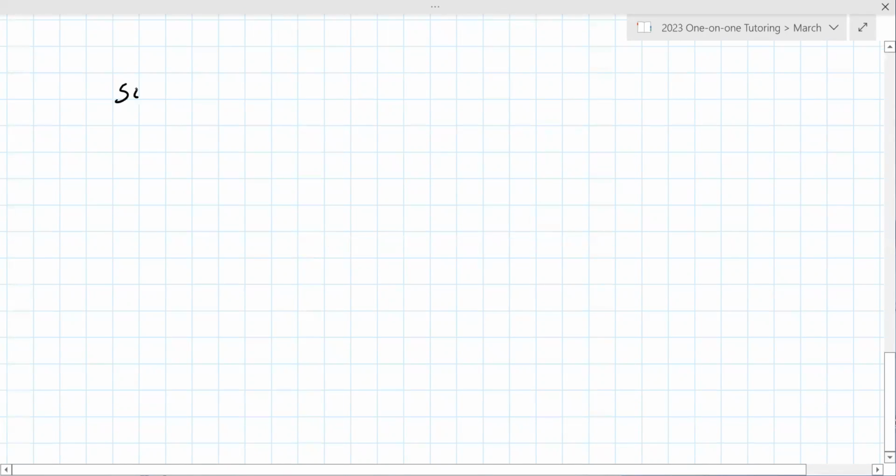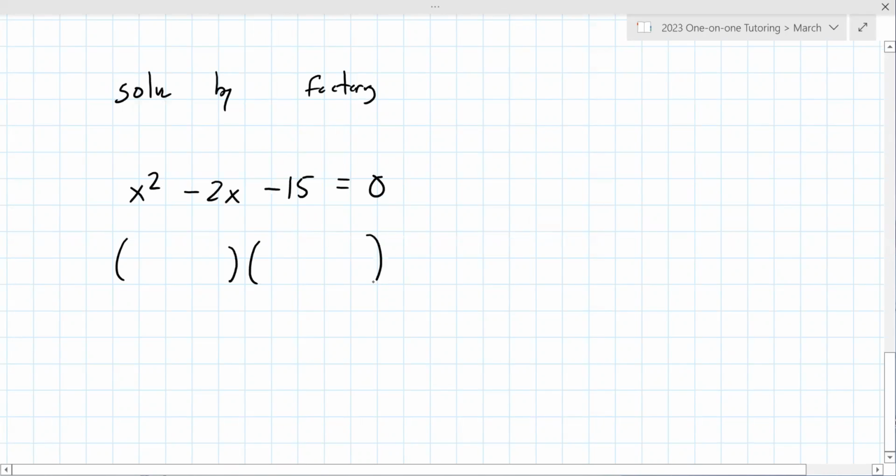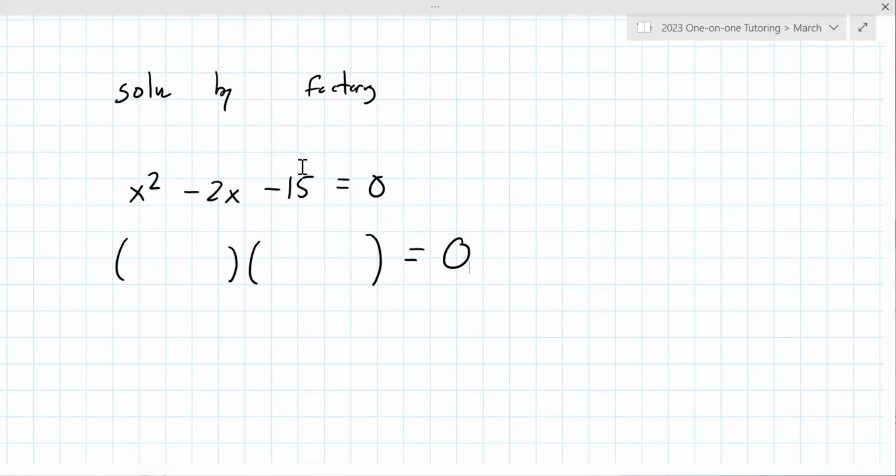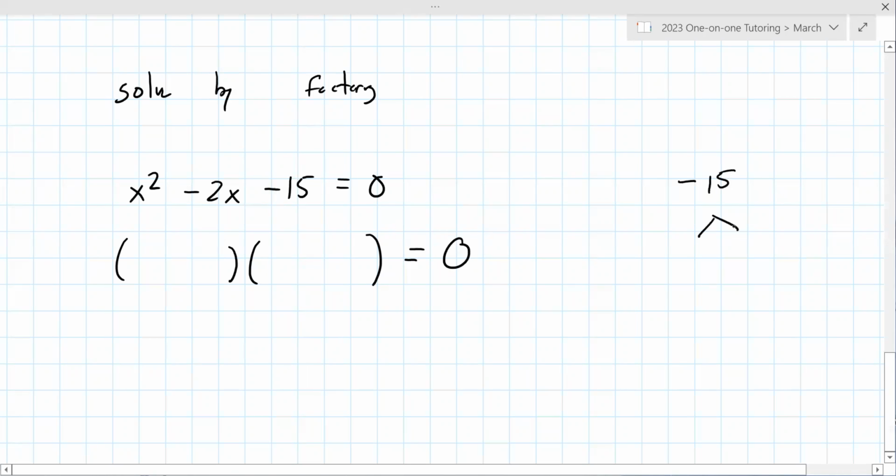So we're going to next solve by factoring. This was the guess and check. So let's say it's x squared minus 2x minus 15 equals 0. This is where you're going to write two binomials, and the numbers that go in here are based on this number -15. Do you remember that from before? It's a guess and check method. You look at -15 and you break it apart.